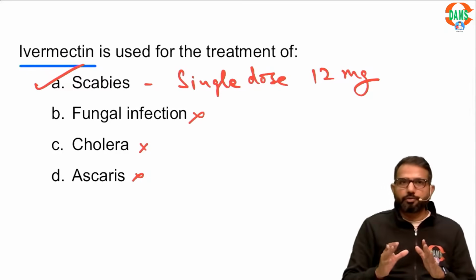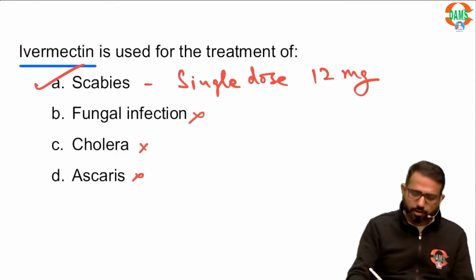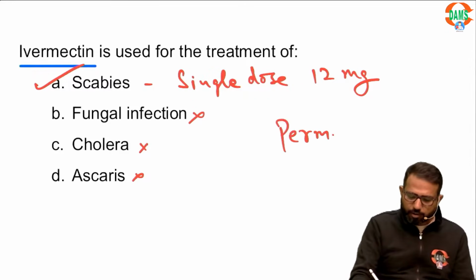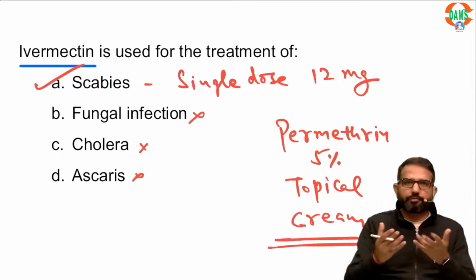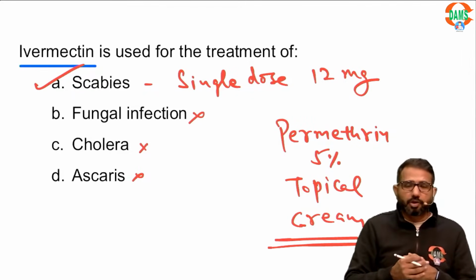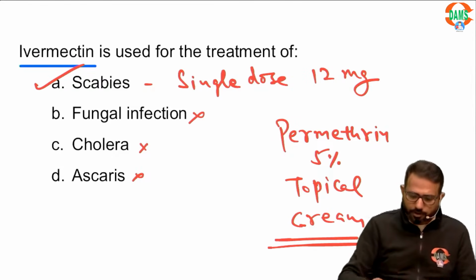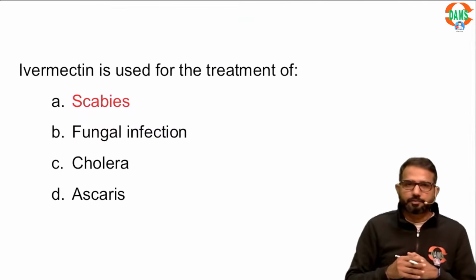It is only used when permethrin is not effective. Otherwise, permethrin topical is the drug of choice, permethrin 5% topical application. But if it is severe scabies or resistant scabies, then you can add the oral drug. So ivermectin is the oral drug, used for scabies and lice, pediculosis.